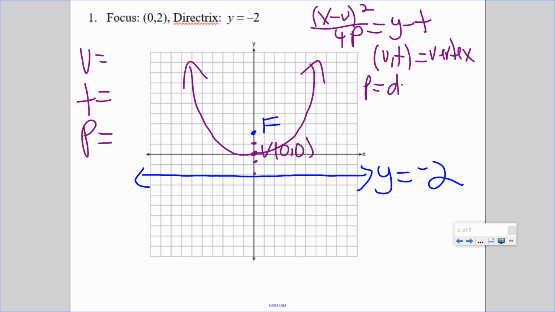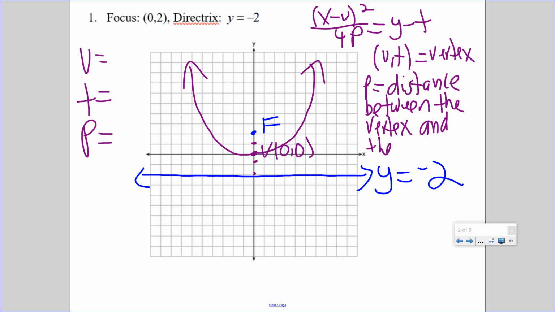P is the distance between the vertex and the focus. So v and t in this example are 0 and 0. P is the distance from the vertex to the focus, which would be 2. Now, because I'm going up, and also because the parabola is opening up, p is positive. If the parabola was opening down, then p would be negative.